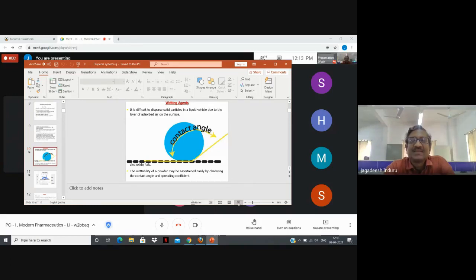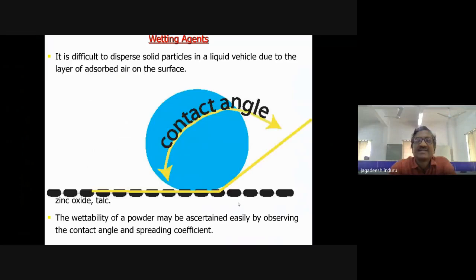So in this particular case, if you see here, what is happening? It is difficult to disperse a solid particle in a liquid vehicle due to the layer of adsorbed air on the surface we are having. Because of that, the material tends to float onto the surface of the liquid. So the solid particle floating above the solvent, the contact angle is going to be very, very high.